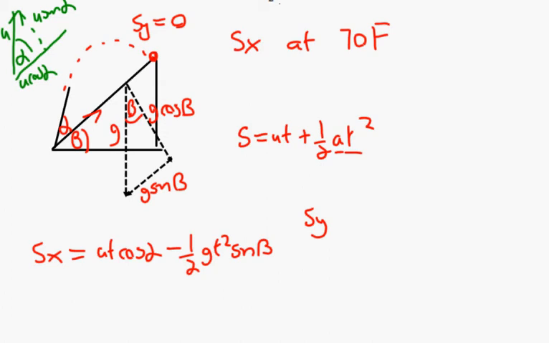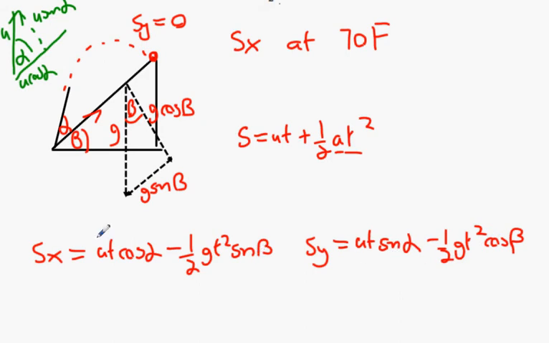Now, I sort of have a lazy way of doing this. Once I do the first one, I don't even think about the second one, because the second one you just reverse the signs. Where you see cos, you put sine, and vice versa. So I just say that's ut sine alpha, and that's going to be minus gt squared cos beta. Just a quick time saver for you.